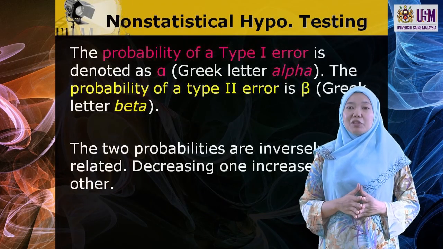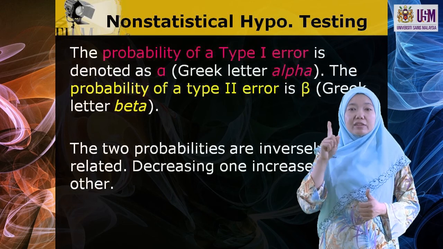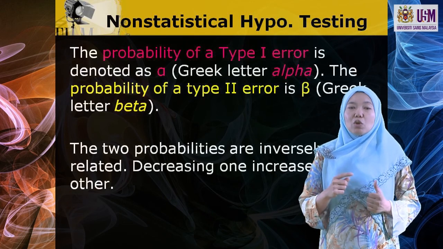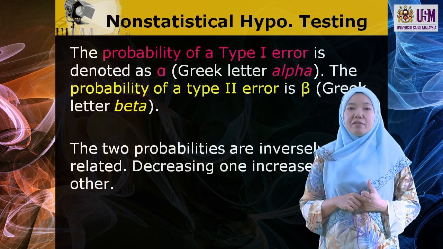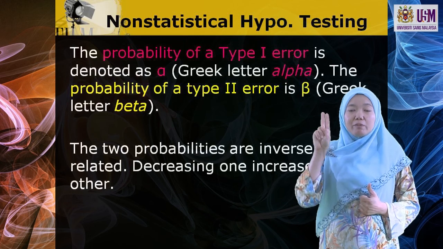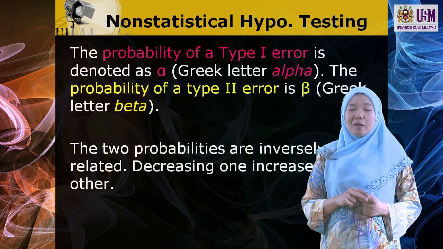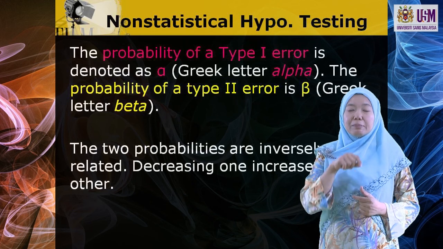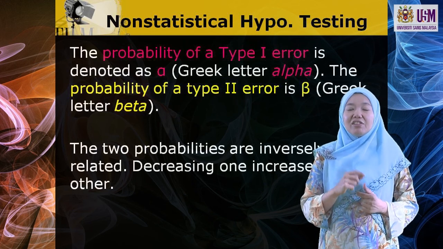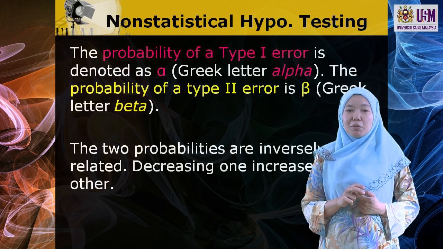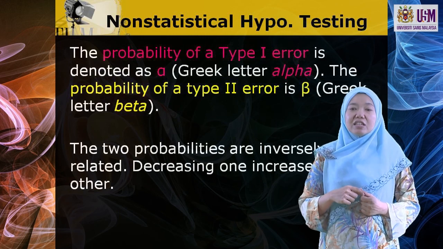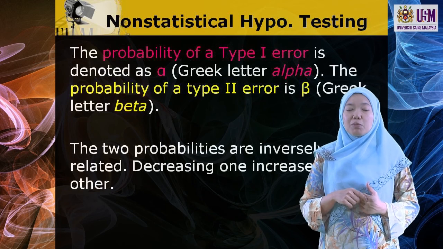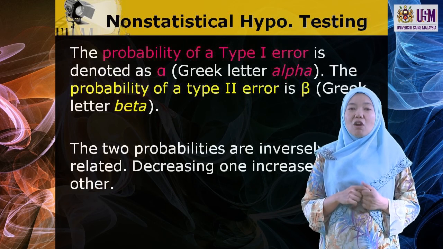When we discuss hypothesis testing, the probability of making a type 1 error is what we denote as alpha. That is a Greek symbol for alpha. It's not A, but it's alpha. And then the probability of making a type 2 error is what we call beta. That is the Greek symbol for beta. The two probabilities are inversely related. So when you decrease one, that means you increase the probability of making the other type of error.